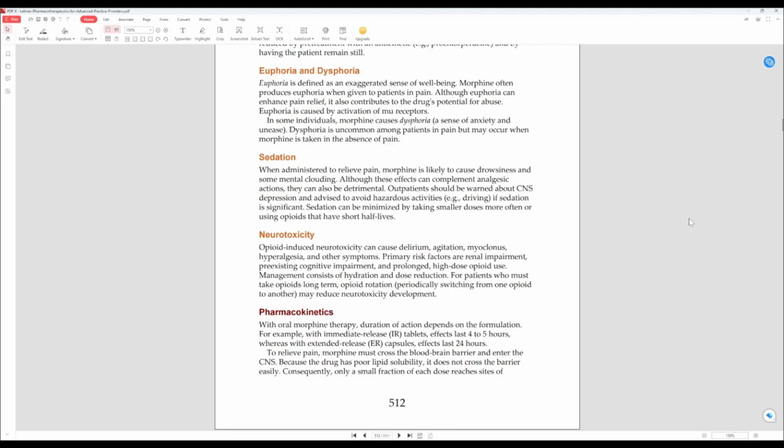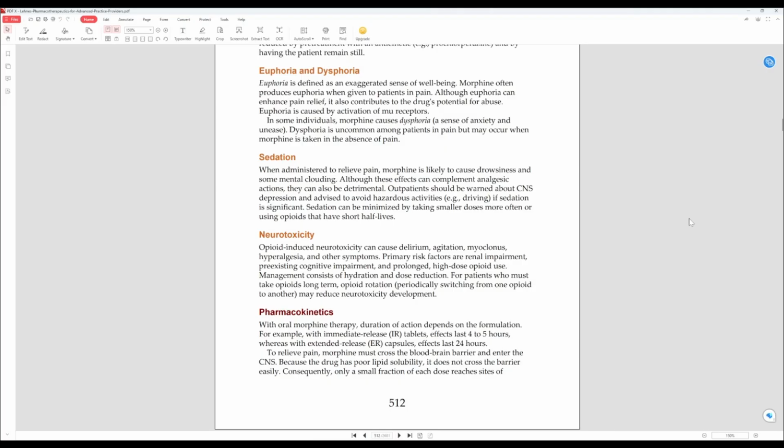Euphoria and dysphoria. Euphoria is defined as an exaggerated sense of well-being. Morphine often produces euphoria when given to patients in pain. Although euphoria can enhance pain relief, it also contributes to the drug's potential for abuse. Euphoria is caused by the activation of mu receptors. In some individuals, morphine causes dysphoria, a sense of anxiety and unease. Dysphoria is uncommon among patients in pain, but may occur when morphine is taken in the absence of pain.